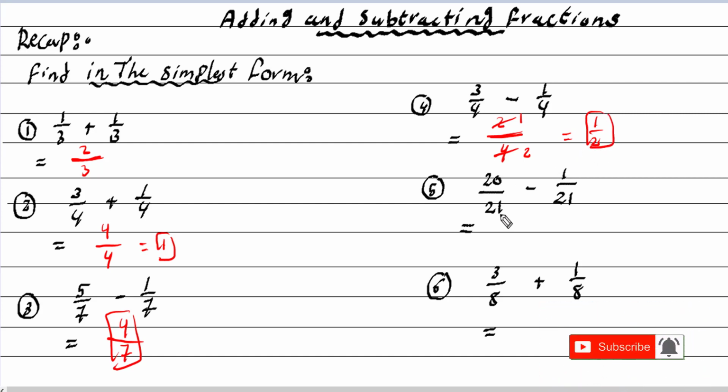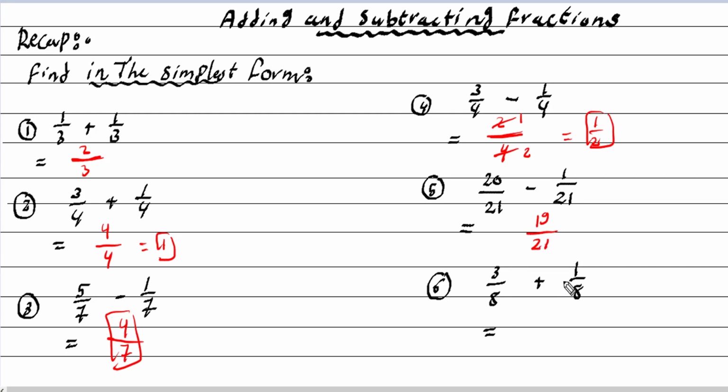20 over 21 minus 1 over 21. Keep the same denominator, which is 21, and 20 minus 1 will be 19. 19 over 21 is in the simplest form.